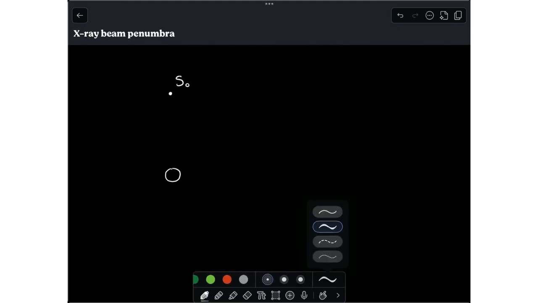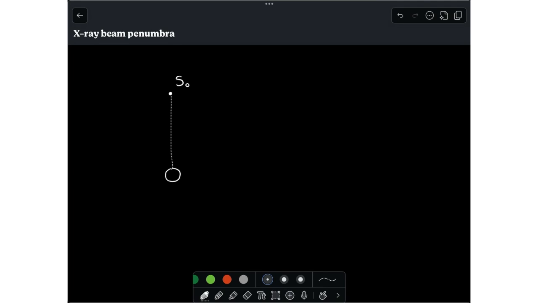Okay, let's imagine a very idealized source and detector setup. We have this source with some source strength S naught and a phantom down here to represent where the patient would be lying on the couch. We'll start by assuming the source is an isotropic emitting point source, but this line will indicate the central axis of the emission in the direction of the patient. The distance separating them is an important determinant of the penumbra effect, and it has a special name, the source to surface distance, or SSD.